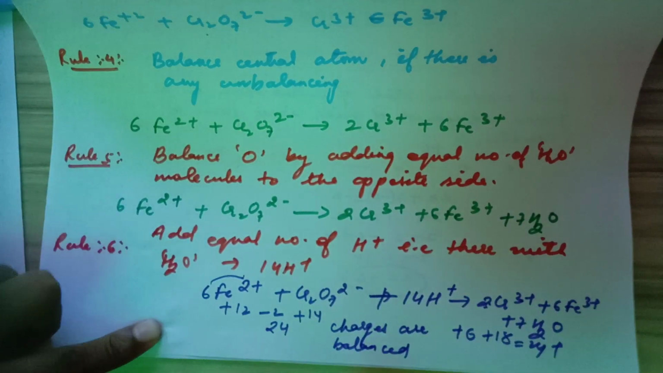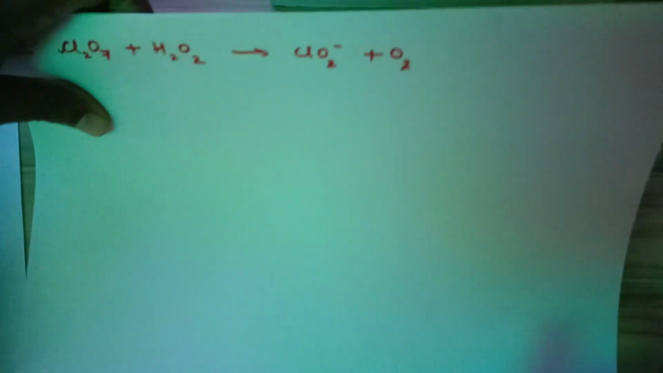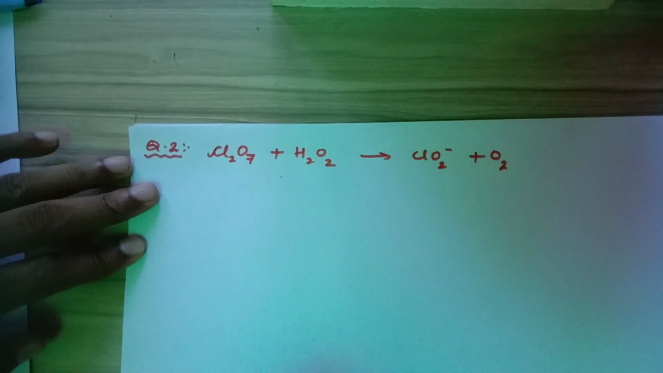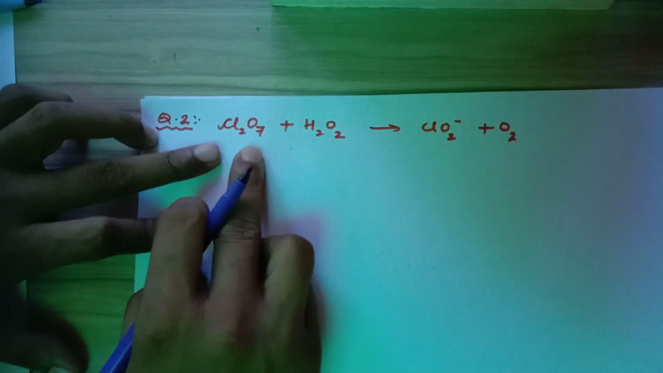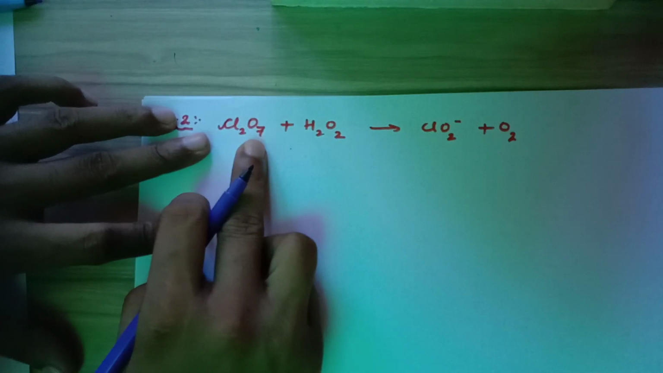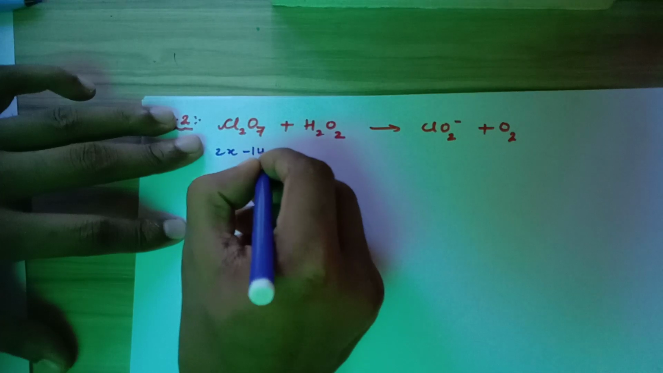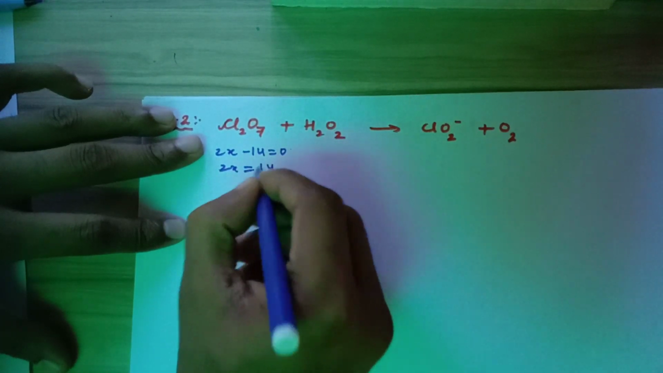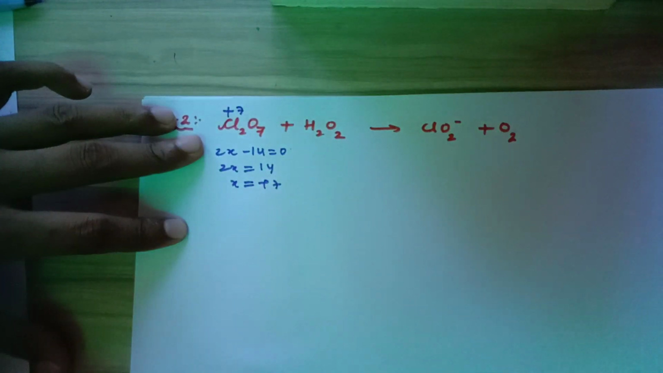So this is equation number first. Now let's solve another equation related to it. Now here we are given an equation, it's question number 2. First we have to find oxidation state, so we can find it over here. It is Cl2O7, so it will be 2x minus 14 is equals to 0. So 2x is equals to 14, so x is equals to plus 7. So oxidation state of chlorine is plus 7.